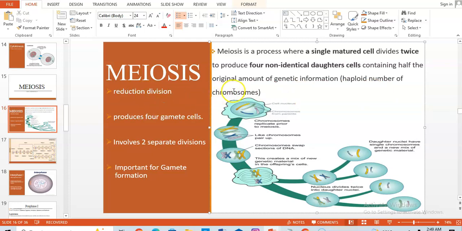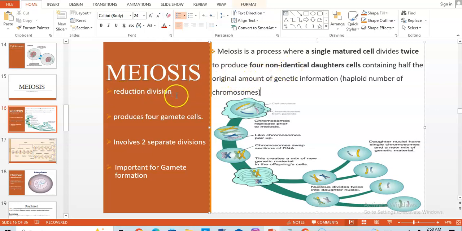Why is it called reduction division? Because it reduces the number of chromosomes, and the reason for that is it usually produces gametes, so that when fertilization occurs, the sperm cell with 23 chromosomes and the matured oocyte with 23 chromosomes come together. So when fertilization occurs, what happens? The diploid number will be restored. That's 23 from the sperm, 23 from the matured oocyte, that's 46 chromosomes. That's the importance of this cell division, meiosis.